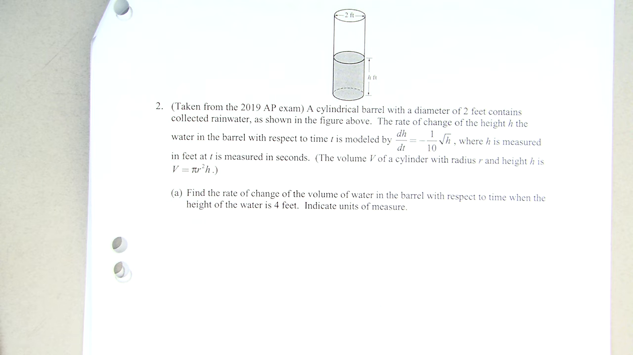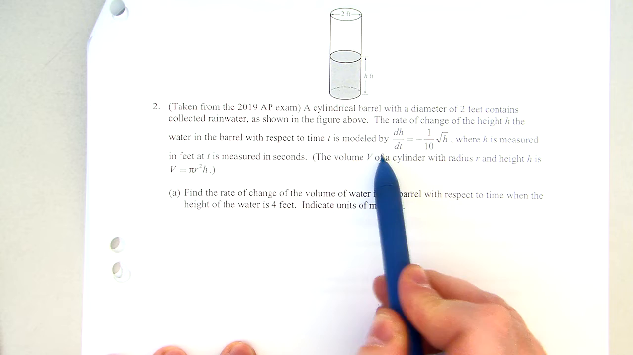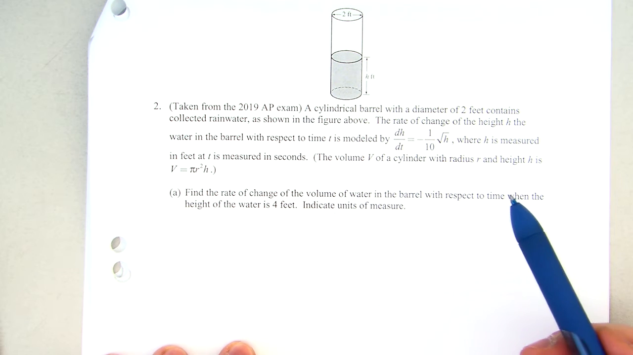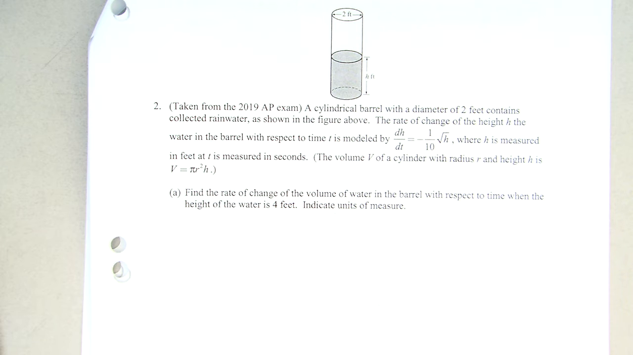Okay, so you read? We've got a differential equation that relates the rate of change of the height to the height. It's not proportional to the height, it's proportional to the square root of the height. Okay, whatever. Find the rate of change of the volume of the water in the barrel with respect to time when the height of the water is 4 feet. Say that louder in the back.